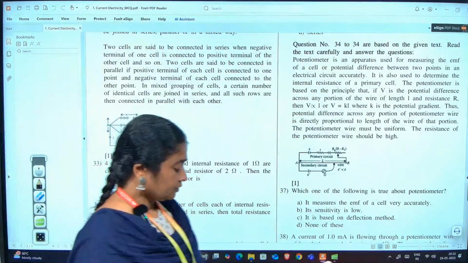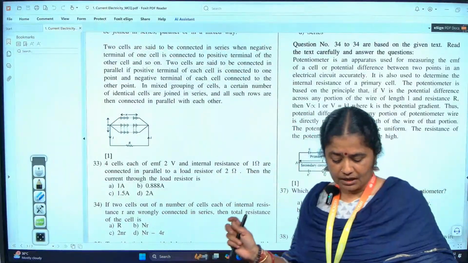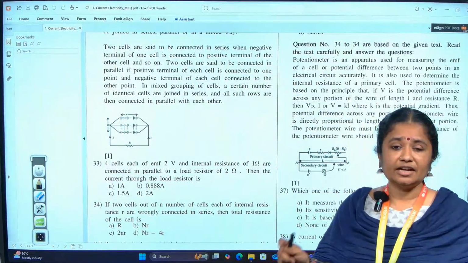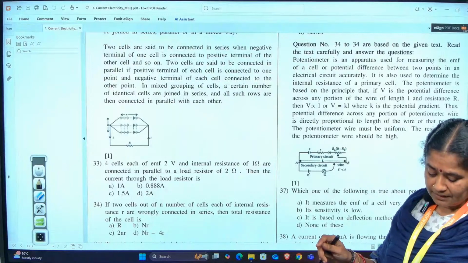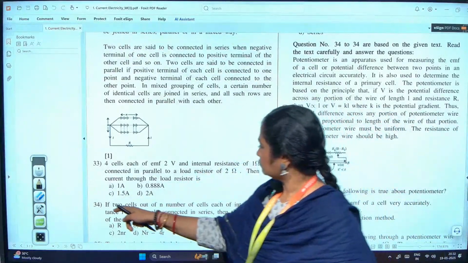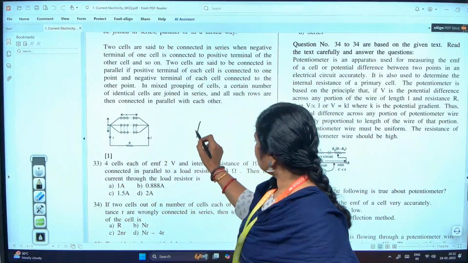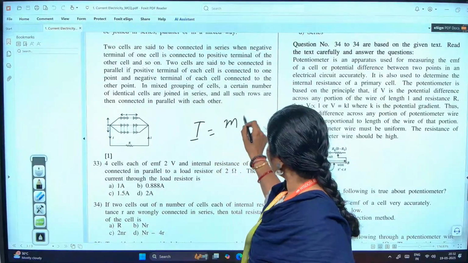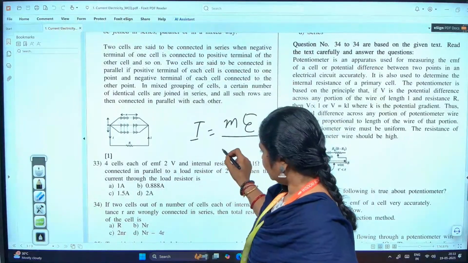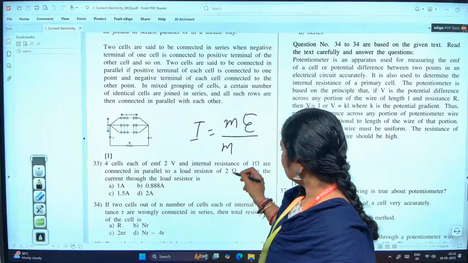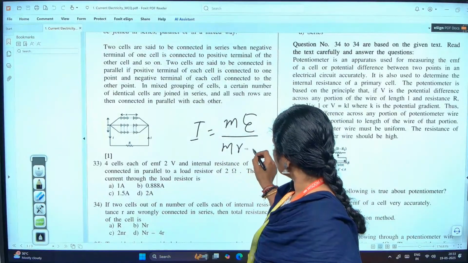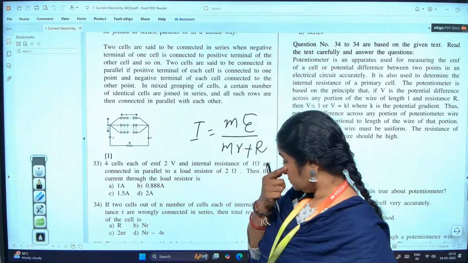Okay, write down the equation for this. I through this circuit will be I is equal to M into E divided by M small r plus capital R. The total current I will be equal to M epsilon divided by M r plus capital R, where M is the number of cells, plus capital R.